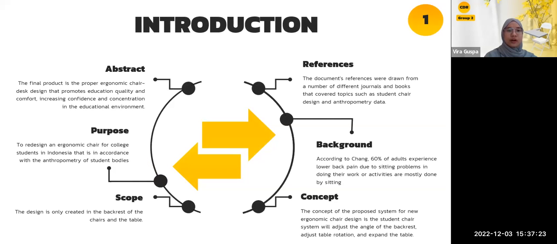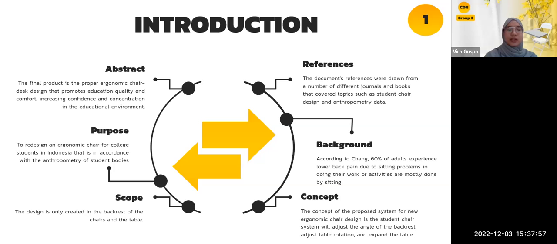The title is An Ergonomic Chair for College Students in Indonesia. So the abstract of this project: the final product is a proper ergonomic chair design that promotes education quality and comfort, increasing confidence and concentration in the educational environment. The purpose of this project is to redesign an ergonomic chair for college students in Indonesia that is in accordance with the anthropometry of student bodies, in order to prevent the health problems associated with poor sitting posture, which is one of the body investments.